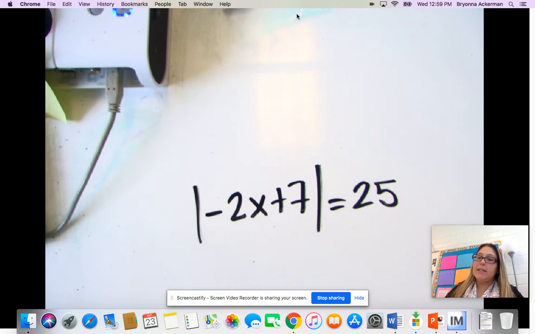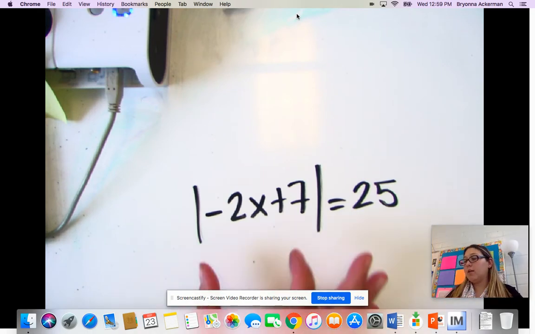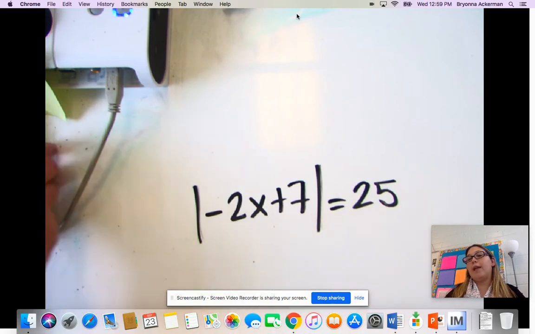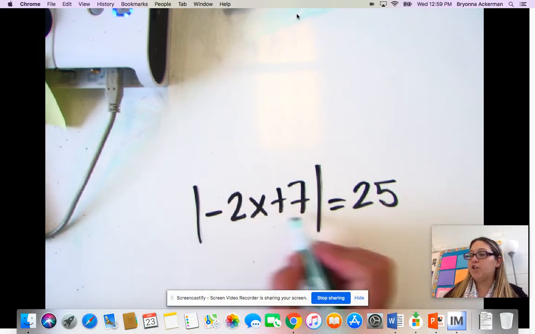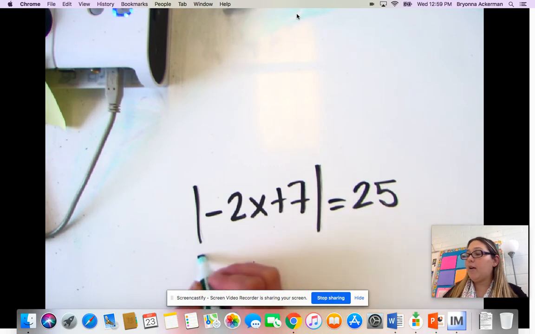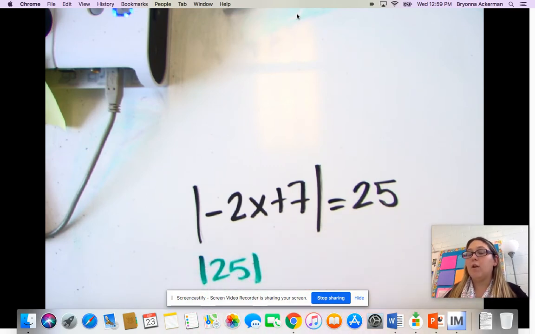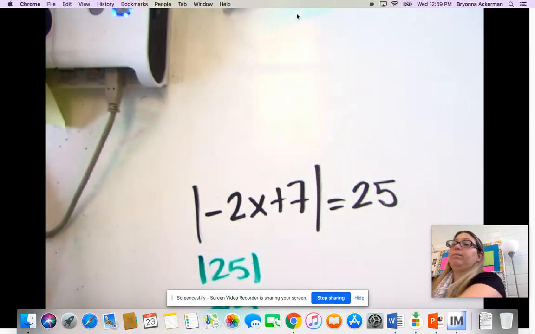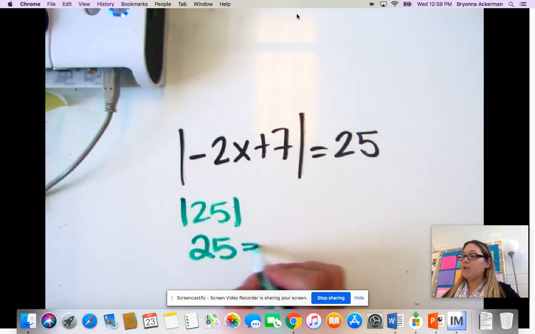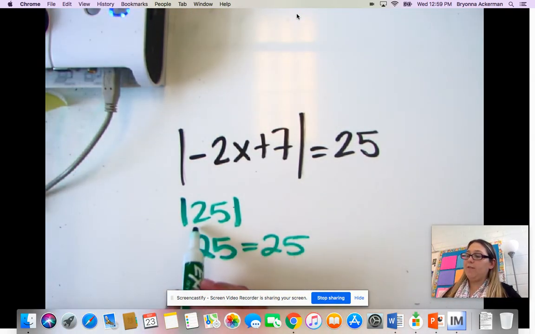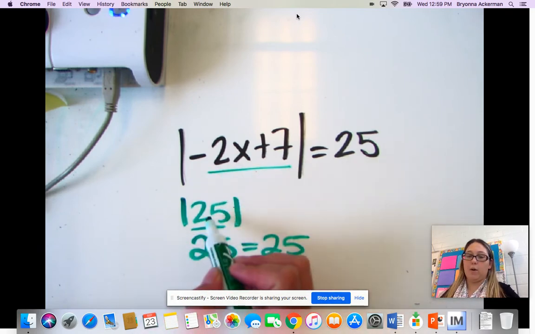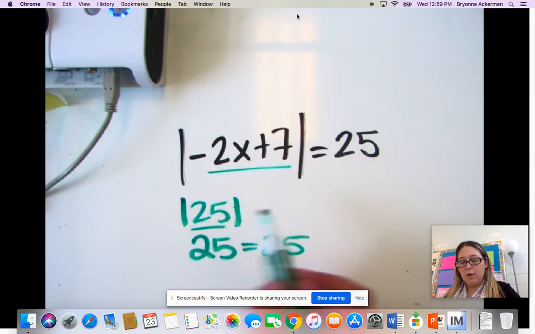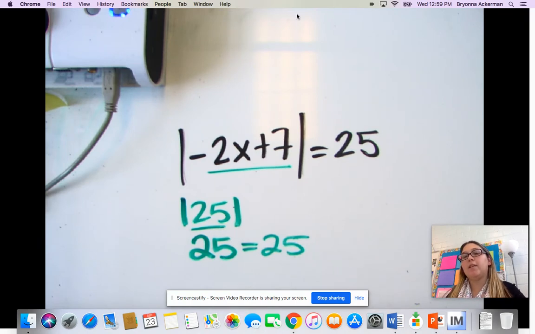So the idea of this is you've got to think inside the absolute value. If I just took this answer and solved it, and I got the absolute value of 25, well, the absolute value of 25 is the distance from 0, so that is just 25. So if the inside equaled 25, this would be true. But there's something else we have to think about. We have to think the other direction because absolute value is the distance.